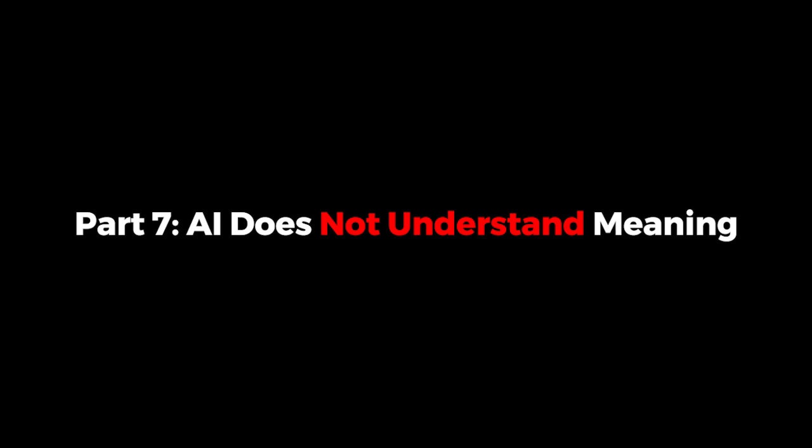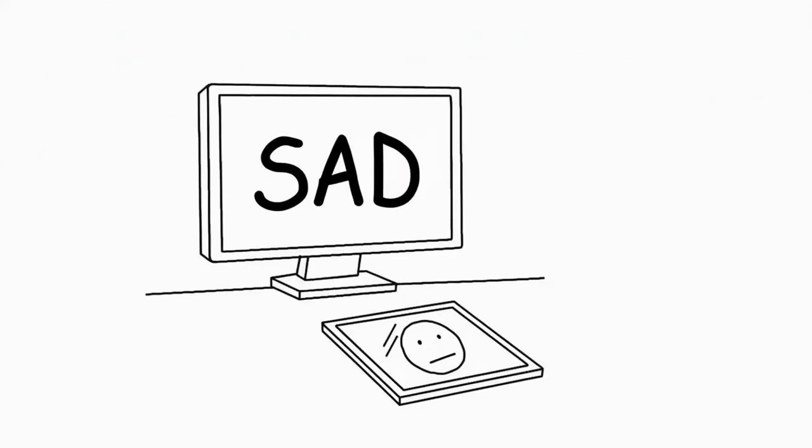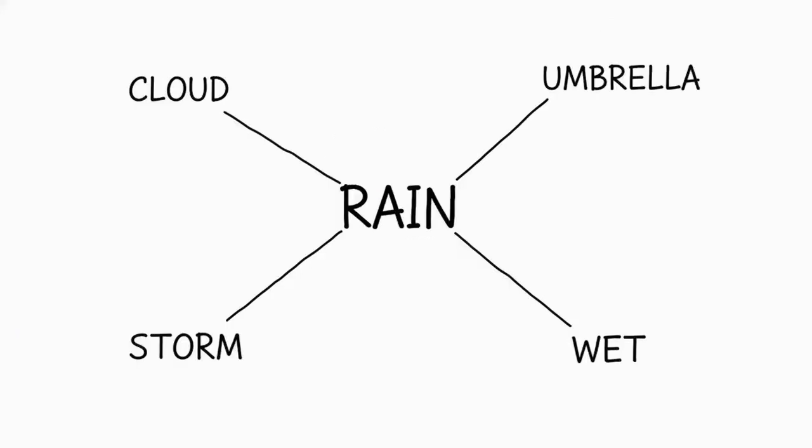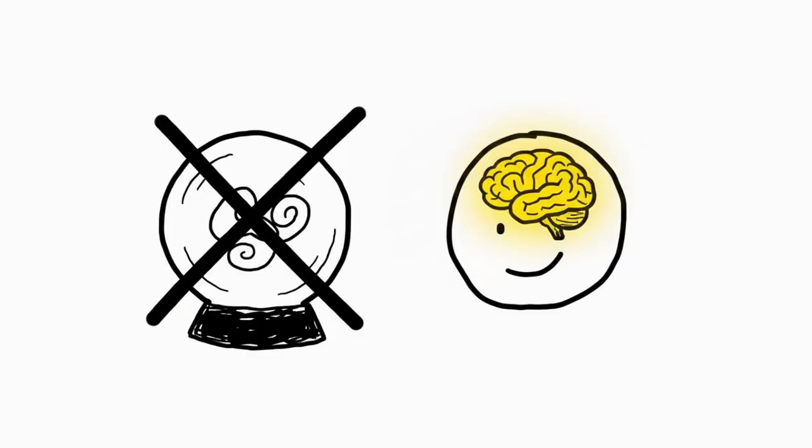Part 7. AI does not understand meaning like humans do. If AI reads the word fire, it does not feel heat. If AI reads the word sad, it does not feel sadness. It only knows when people see this word, they often use these other words. It predicts, that's all. AI is very good at prediction, not understanding.